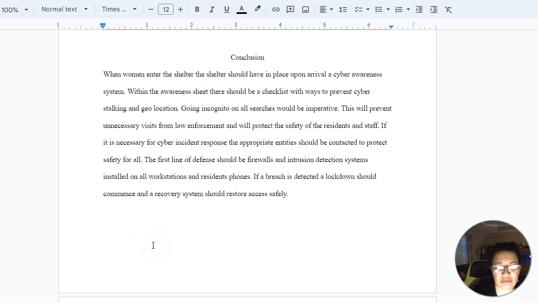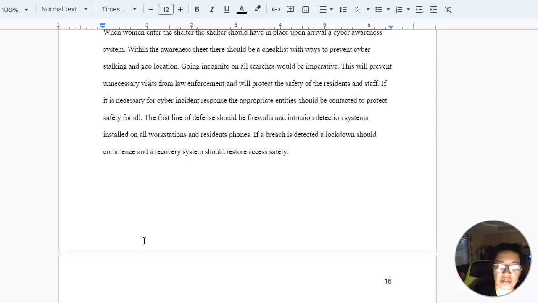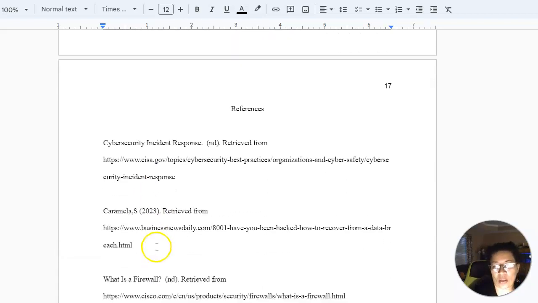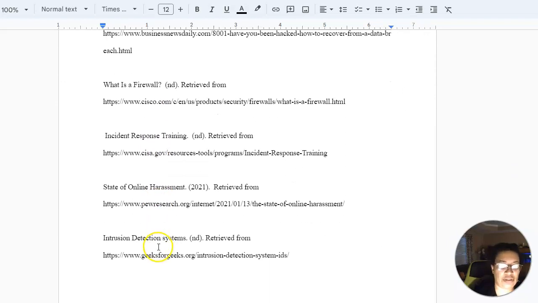It is necessary for cyber incident response. The appropriate entities should be contacted to protect safety for all. The first line of defense should be firewalls and intrusion detection systems installed on all workstations and residents' phones. If a breach is detected, a lockdown should commence and a recovery system should restore access safely. Here is our reference page.